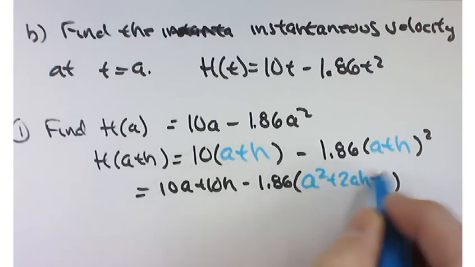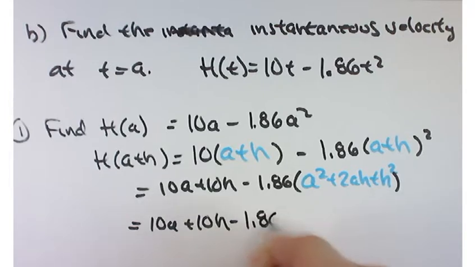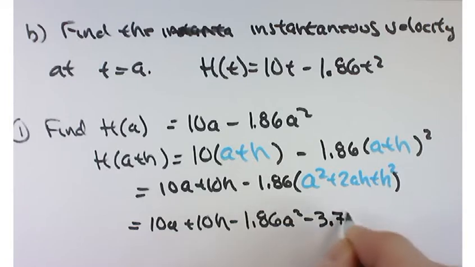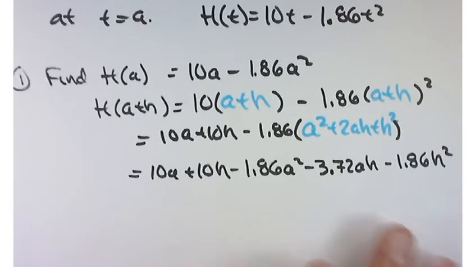Thank you. A squared plus 2ah plus h squared. And now I'll distribute that and get my final expression here. 10a plus 10h minus 1.86 a squared minus 3.72 ah minus 1.86 h squared. Wow, so a lot of work to get that second part, but that's okay. We're where we want to be.